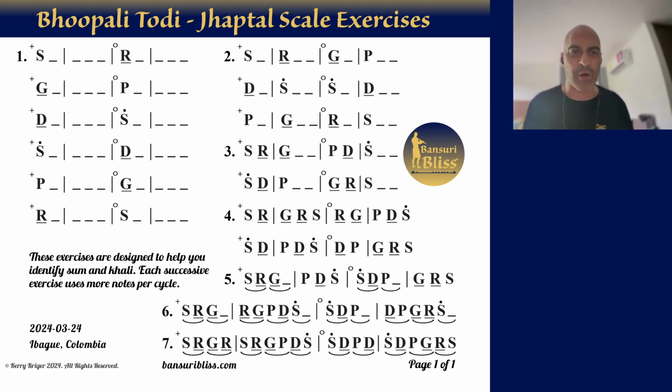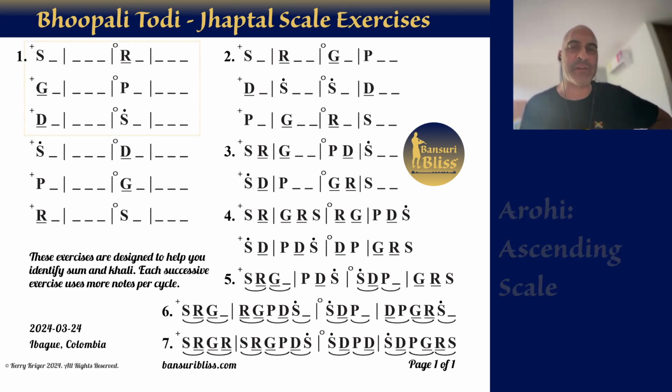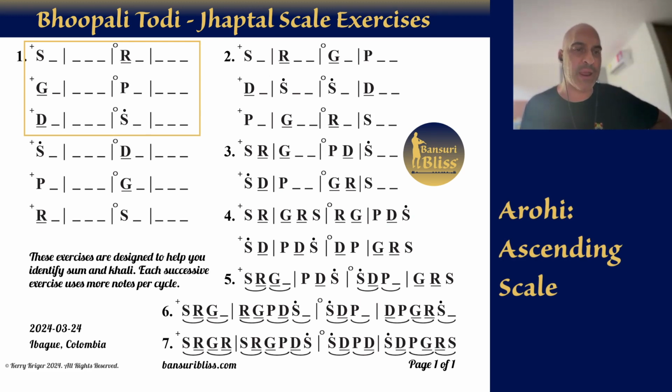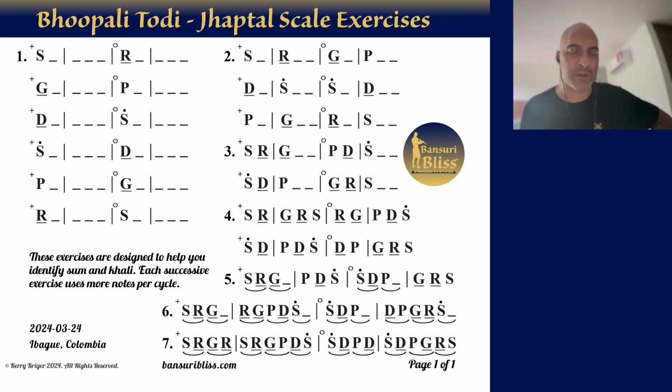Now, what's the other thing to know? We have done an arohi. An arohi is the ascending scale of the raga. The ascending scale of Bhoopali Todi is sa, re, ga, pa, da, sa. We've gone up exactly an octave. It's a pentatonic scale. There's 5 unique notes, sa, re, ga, pa, da. Right? But it took 6 half cycles to get to the top.